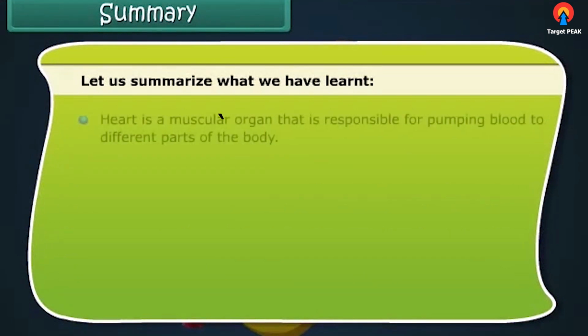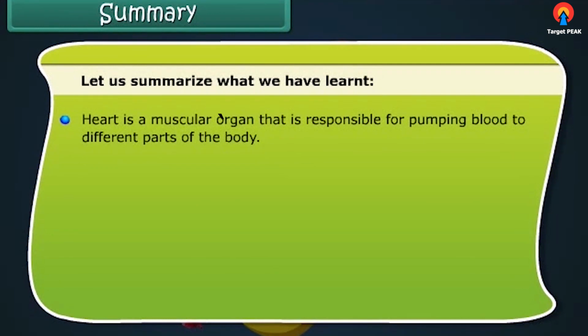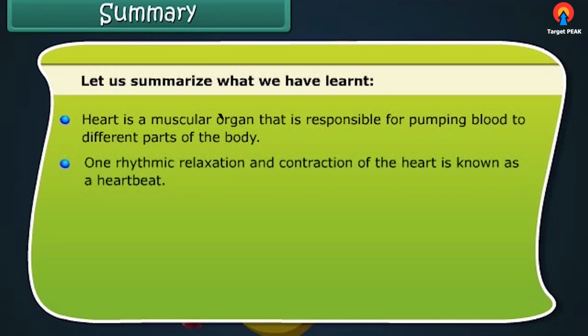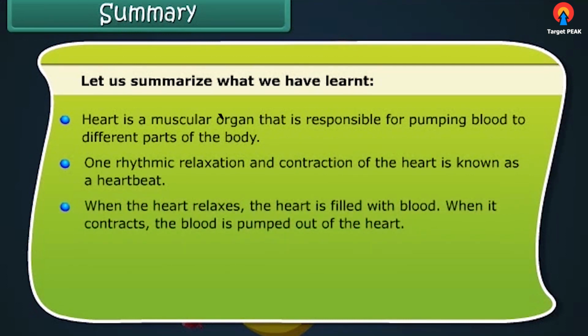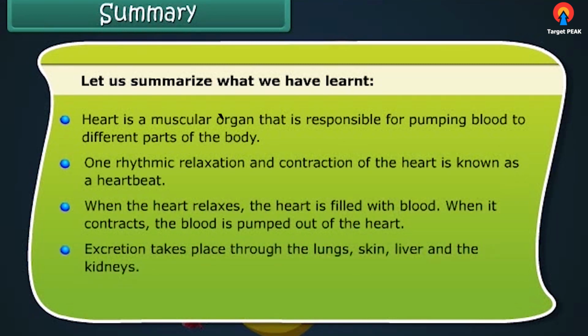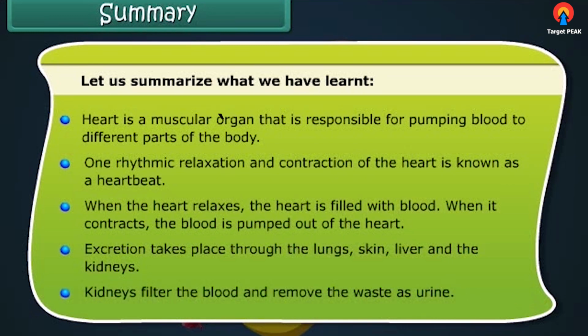Heart is a muscular organ that is responsible for pumping blood to different parts of the body. One rhythmic relaxation and contraction of the heart is known as a heartbeat. When the heart relaxes, the heart is filled with blood. When it contracts, the blood is pumped out of the heart. Excretion takes place through the lungs, skin, liver, and the kidneys. Kidneys filter the blood and remove the waste as urine.